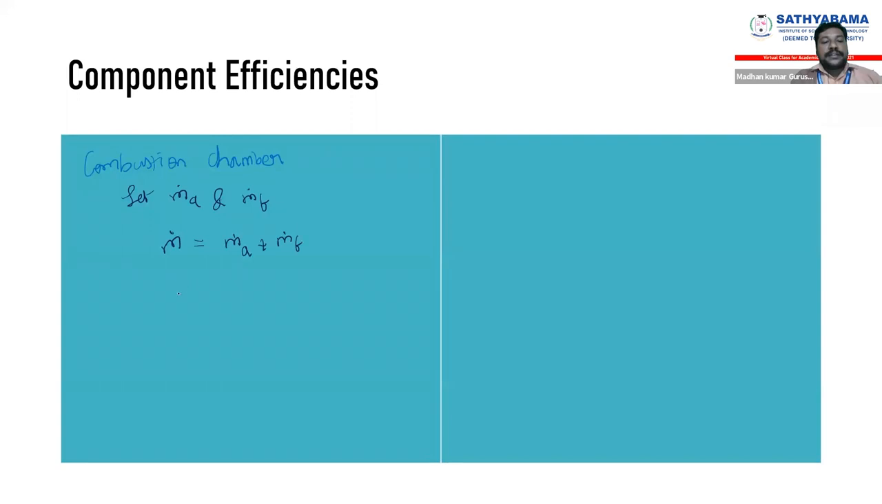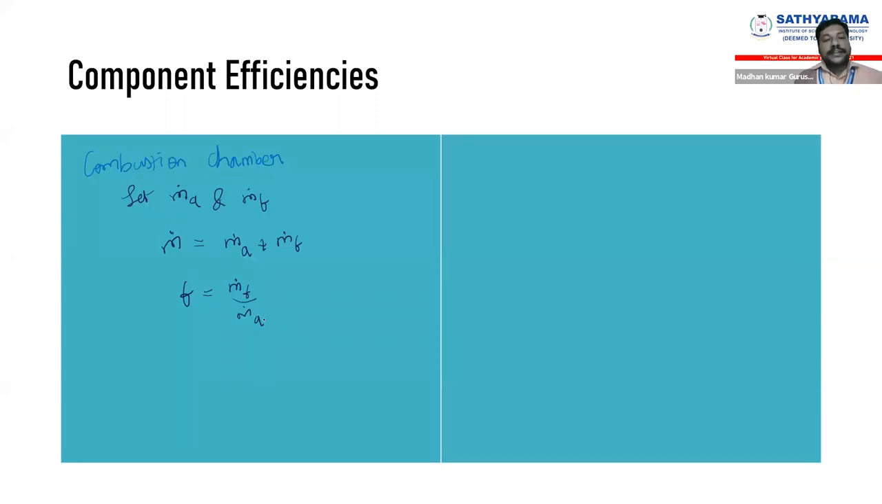And then we are also considering the term called fuel air ratio. The fuel air ratio F is equal to m dot f by m dot a, the mass flow rate of fuel by the mass flow rate of air. This fuel air ratio is very small, like 0.0025 or 0.0003, so we are going to add only that much fuel.